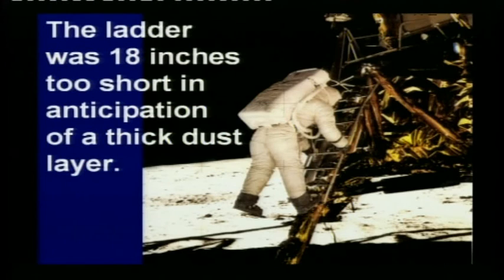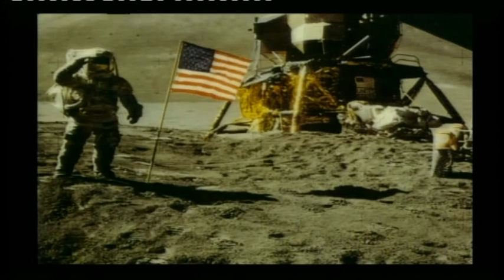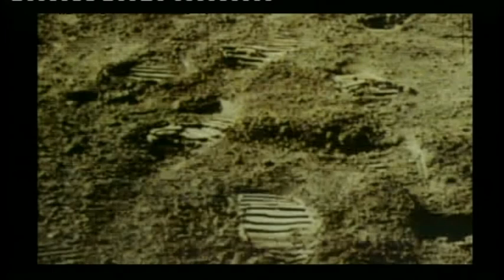However, when they got there, to their surprise, they found it wasn't like that at all. They found out that their ladder was actually too short by 18 inches. Why was that? Well, the thing was that the dust on the moon wasn't thick at all. It wasn't miles and miles deep. It was half an inch deep. Say that again. It was half an inch deep. There are footprints on the surface of the moon made by Neil Armstrong and his friends. Only half an inch deep.